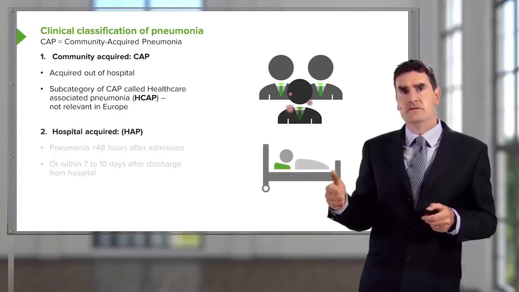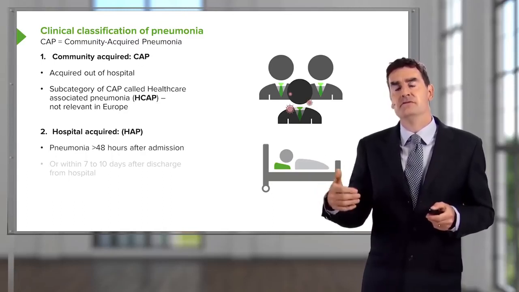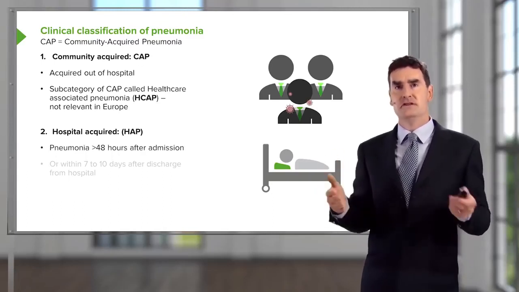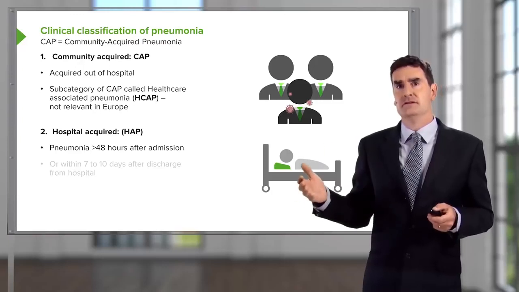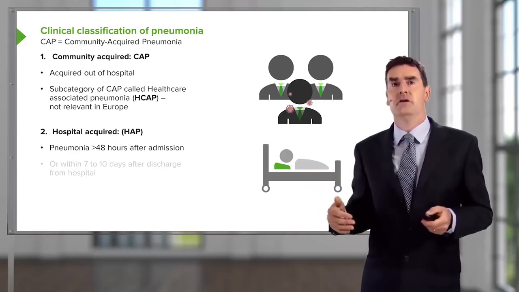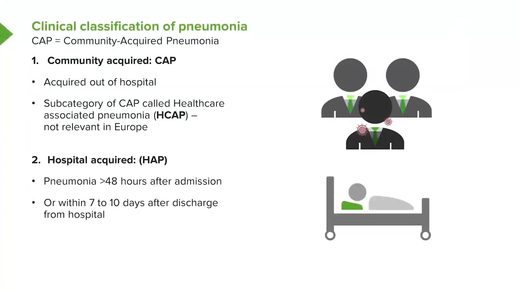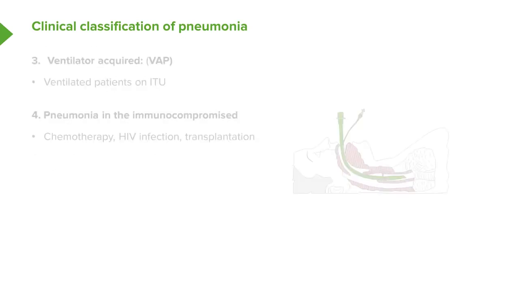The other important forms of pneumonia are hospital-acquired, which, as it says, is a pneumonia that you develop when you're in hospital. So you're admitted to hospital for another reason, say you're having an operation, and then after the operation you develop a pneumonia. That would be a hospital-acquired pneumonia. It's also those patients who've been in hospital recently and then come back in with a pneumonia, because the organisms that are causing that pneumonia have probably been acquired whilst they were in hospital previously. They are also defined as hospital-acquired pneumonia.